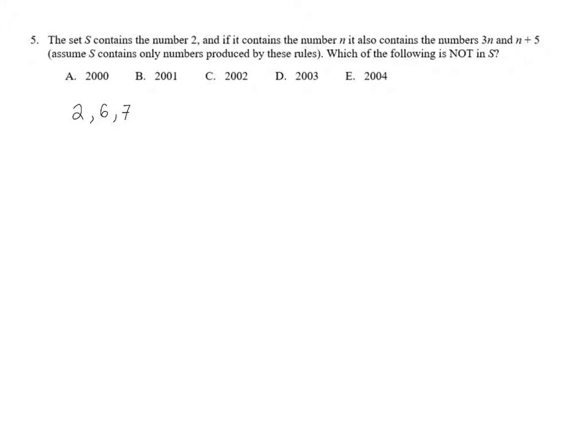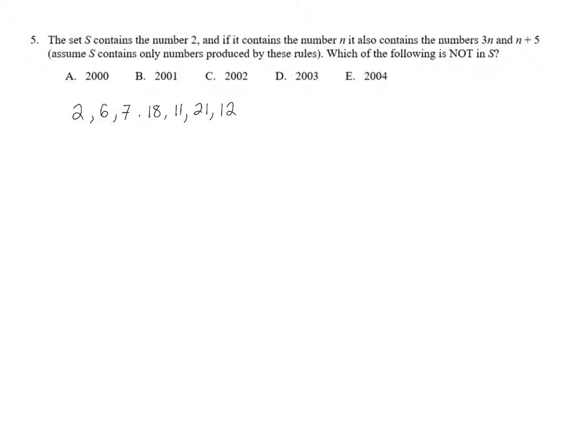But because 6 is there, we could let 6 be n. We know that 3 times 6 is in it. That means that 18 is also in it. But also 6 plus 5 is going to be in it, and 6 plus 5 is 11. So we've also got 11. And we can do the same with 7. 3 times 7 is 21, so that means 21 is going to be in this set. And then 7 plus 5 is going to be 12, so 12 is going to be in the set.